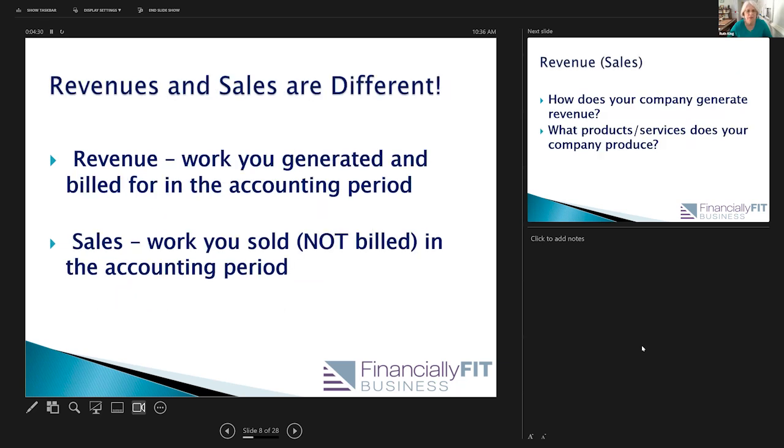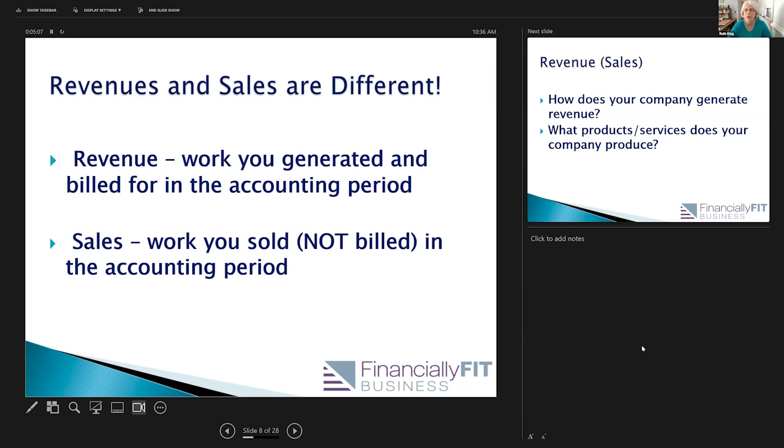So revenue is the work you generated and billed for in an accounting period. All right. Sales is the work that you sold in an accounting period. So for example, if you are a COD type company and you collect immediately upon somebody paying for a meal or going into a retail store, your revenues and your sales are exactly the same. But if you're a company that bills, like you have commercials and they pay in 30 days, then revenue is what you billed for that period of time, not necessarily what you sold for that period of time.